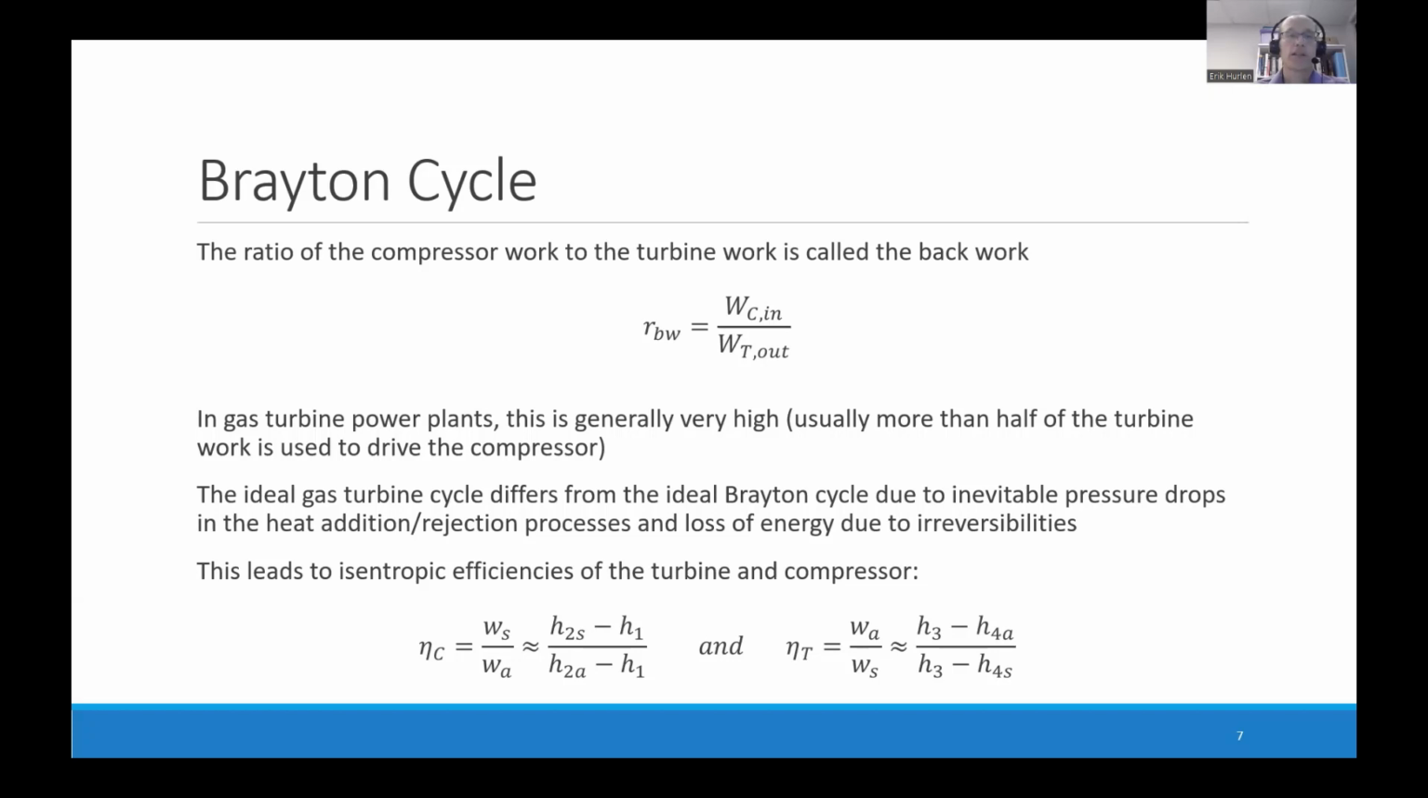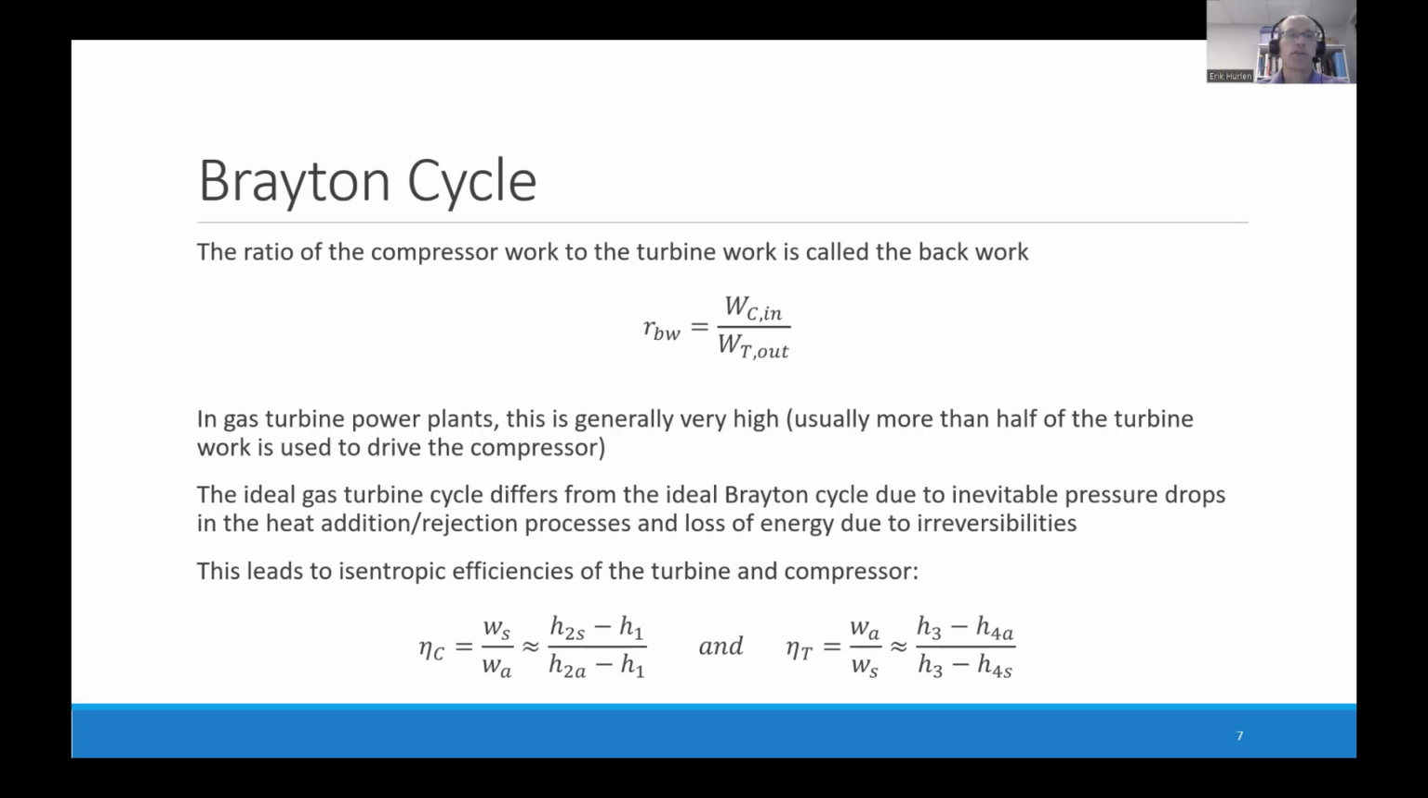The Brayton cycle, like the Carnot cycle, will never be achievable in real life. There will always be pressure drops in the heat addition and rejection processes, and loss of energy due to irreversibilities. Therefore, the ideal, achievable gas turbine cycle differs from the Brayton cycle due to these.